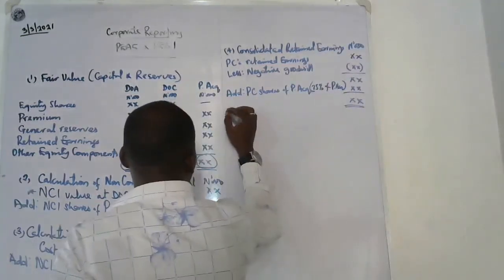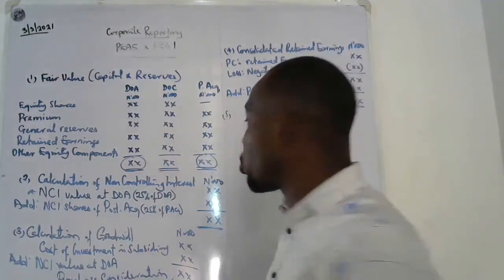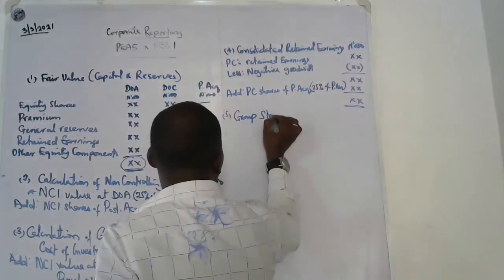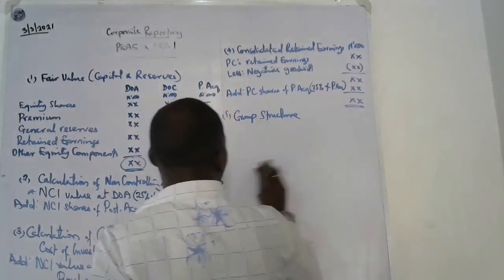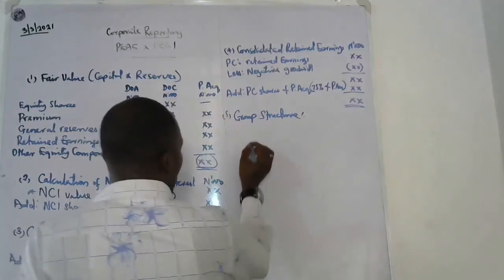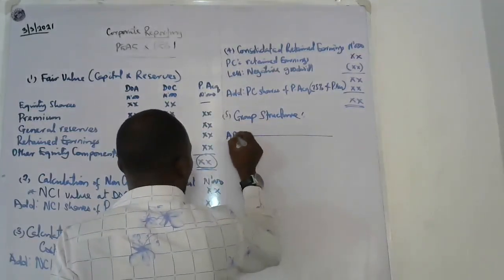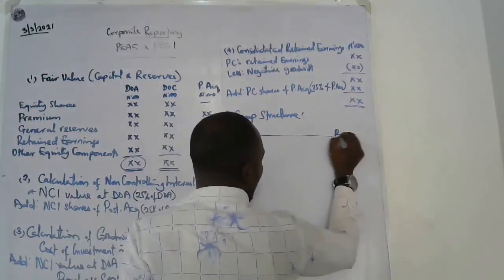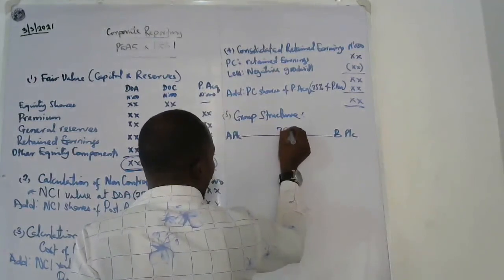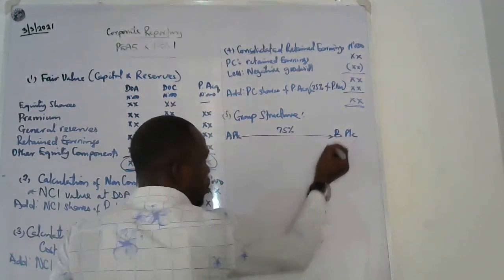Number 5, which invariably is supposed to come as number 1, is the group structure. The group structure is the first thing to do when you are solving any question relating to company accounts. This is how the group structure used to look like. A is the parent company. B is the subsidiary. A has acquired 75% of the subsidiary. This is how the group structure will look like.